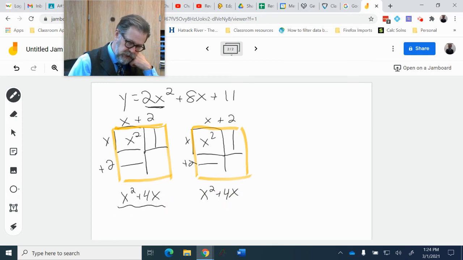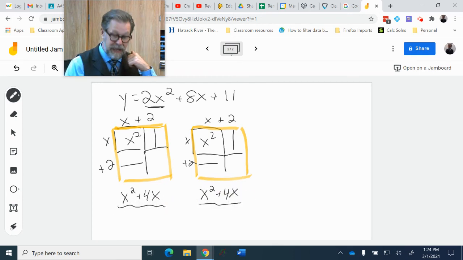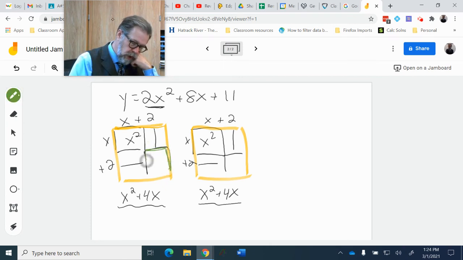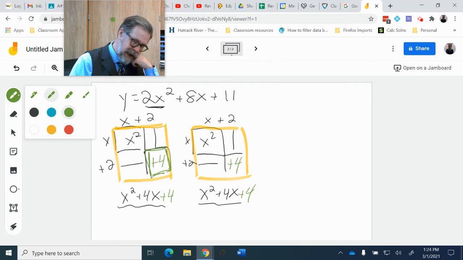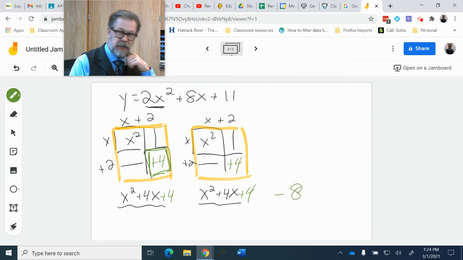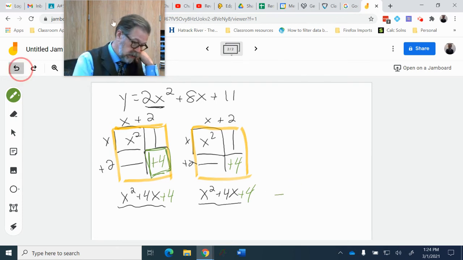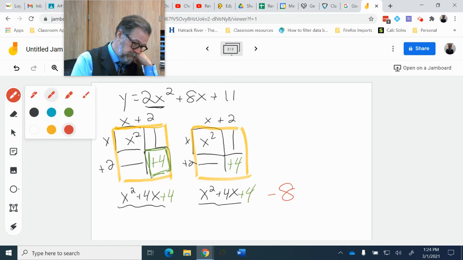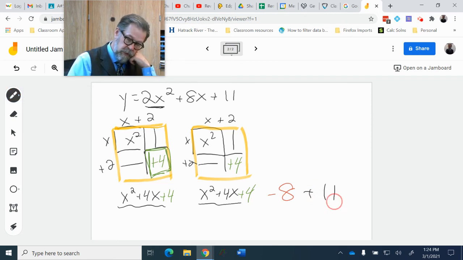Notice I've got 2x squared and I've got 8x. These corners are plus 4 and plus 4. So I added 4 here, I added 4 here, which means that I have to subtract 8 to keep this in balance. Plus 11, my original 11.